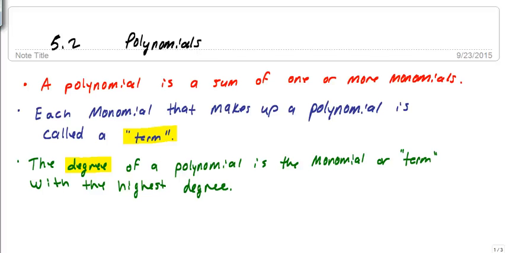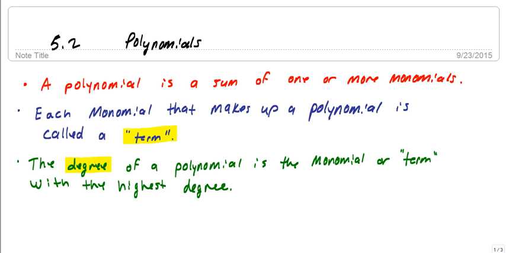This is a short video on polynomials and polynomial operations. We talked about monomials, mono meaning one, last class. Now we're going to talk about polynomials, poly meaning multi. So really all a polynomial is a sum of one or more monomials. And I say one or more because technically a monomial is a polynomial.